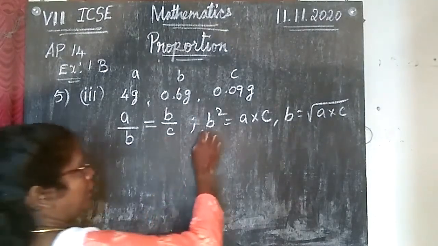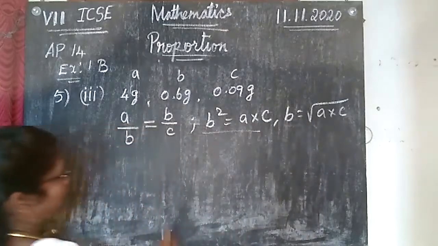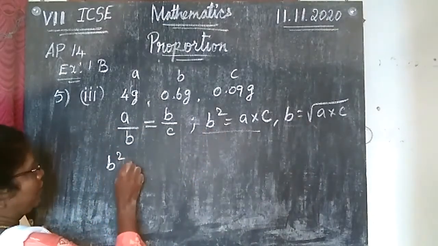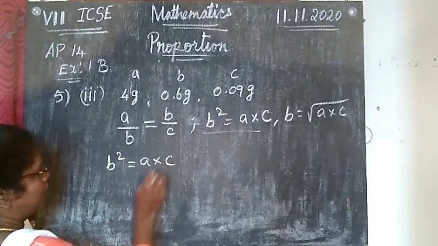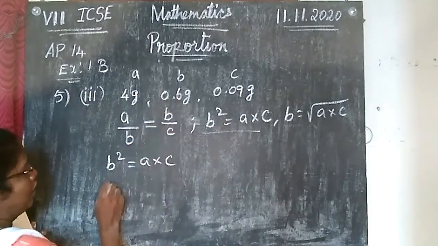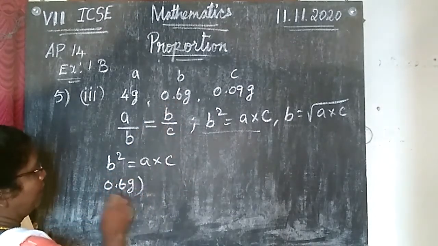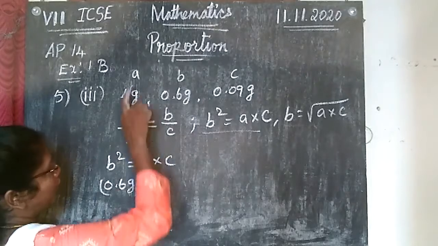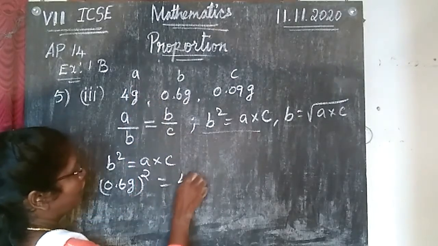We can apply here or here, in any one we can apply. Let's take this one. B square is equal to A into C. What is B here? 0.6 gram, the whole square is equal to, what is A? 4. What is B?